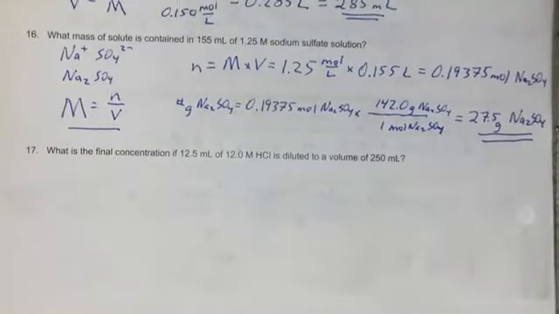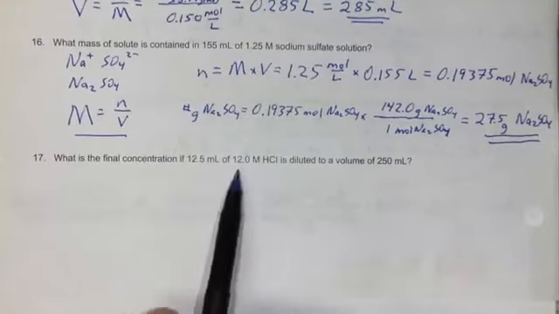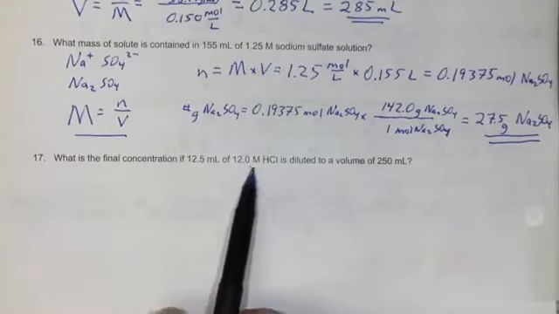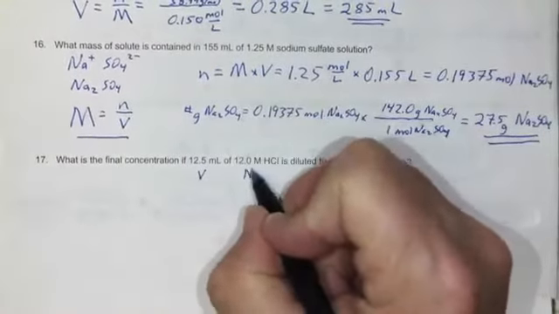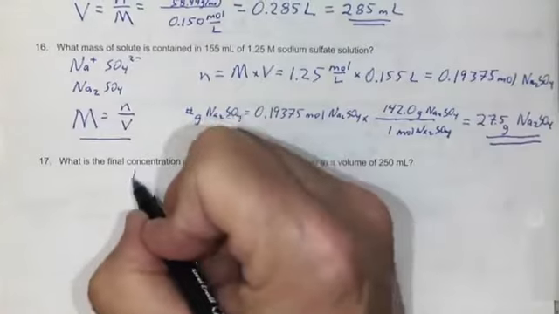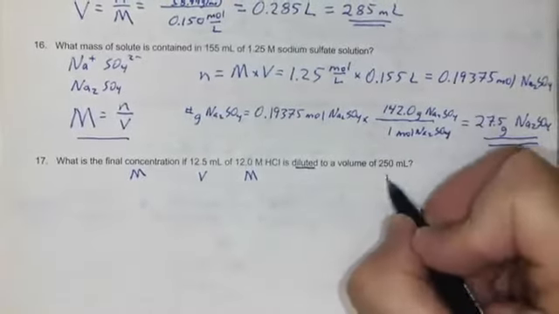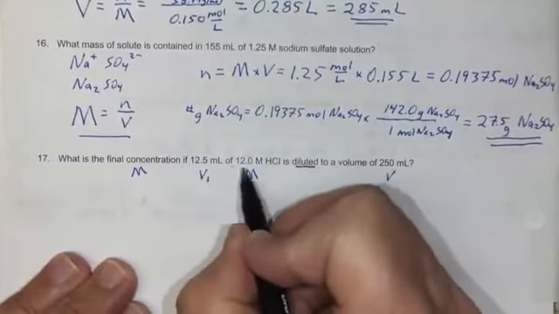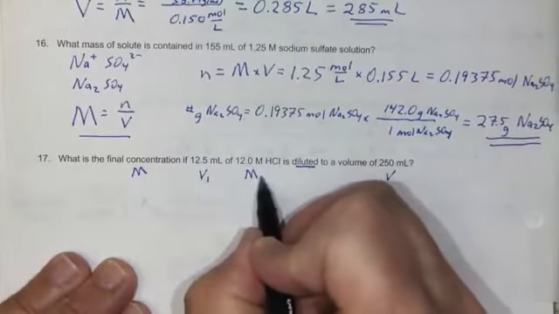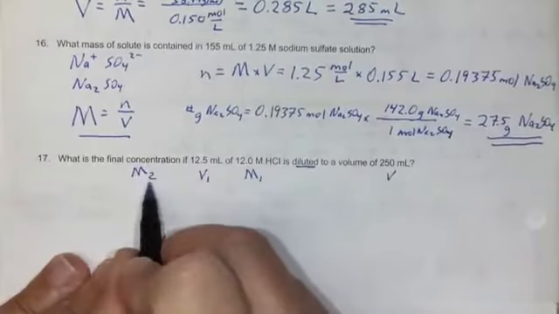Okay, very good. Let's look at number 17. Number 17 says, what is the final concentration if this volume of hydrochloric acid having this concentration, so I have a volume, this is a volume term, this is the concentration term, I can put this molarity. What is the final concentration? So I'm looking for another concentration. And we're going to dilute it to this volume. So look at this. The 12.5, this is the original volume, and the 12.0 moles per liter, that's the original concentration. The final concentration is M2.